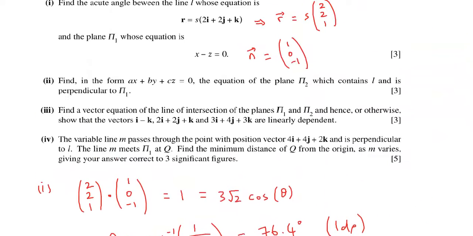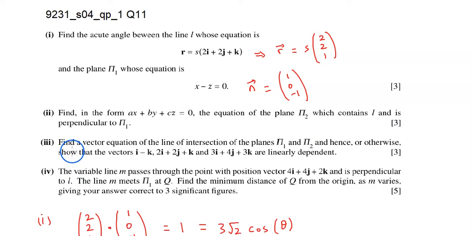Okay, moving on to part III. Find a vector equation of the line of intersection of the planes pi 1 and pi 2, and hence or otherwise show that the vectors i minus k, 2i plus 2j plus k, and 3i plus 4j plus 3k are linearly independent. Oh, I'm sorry, linearly dependent, not linearly independent. So let's write down what linearly dependent means.